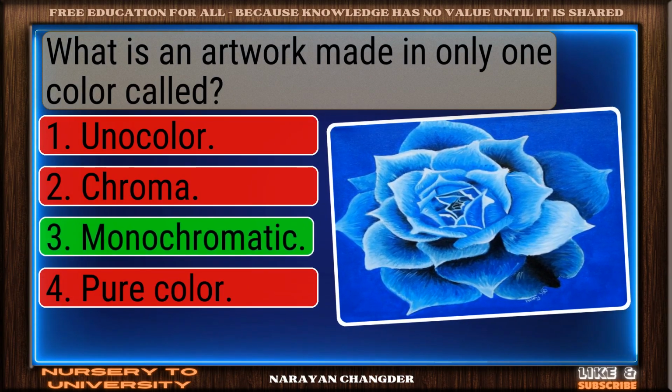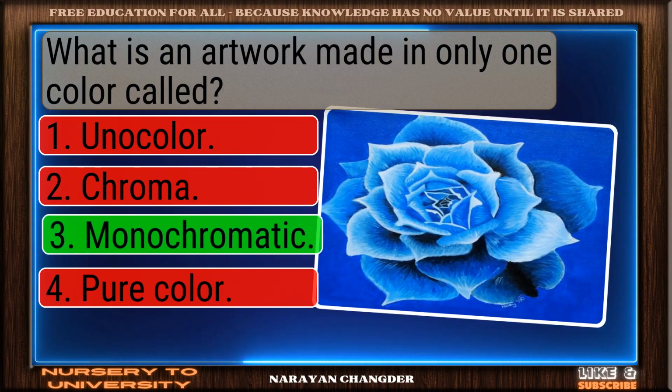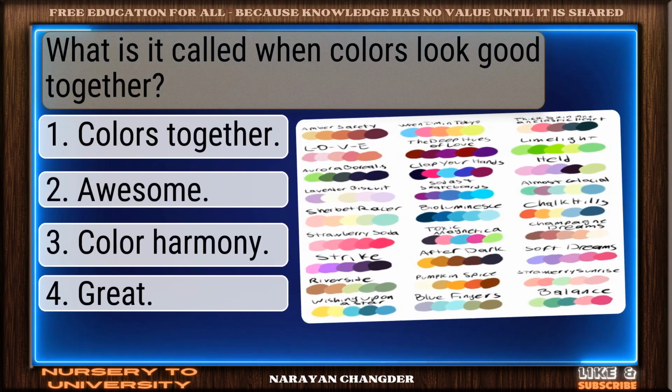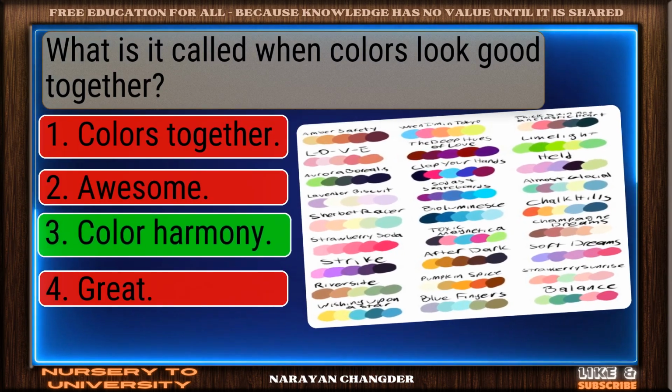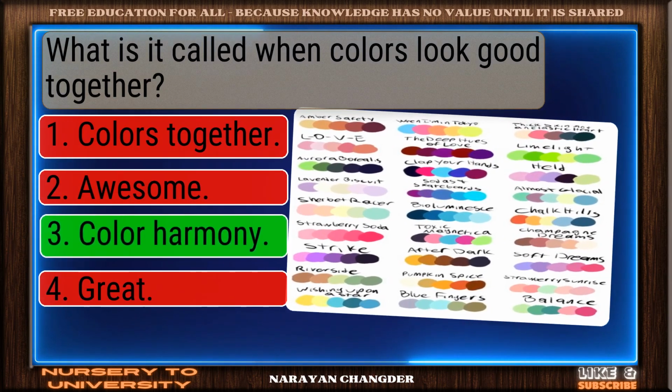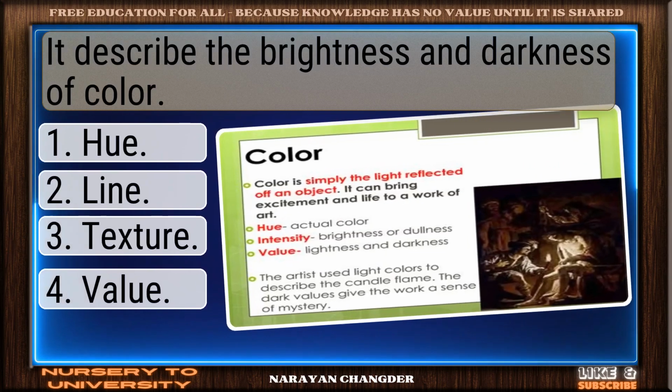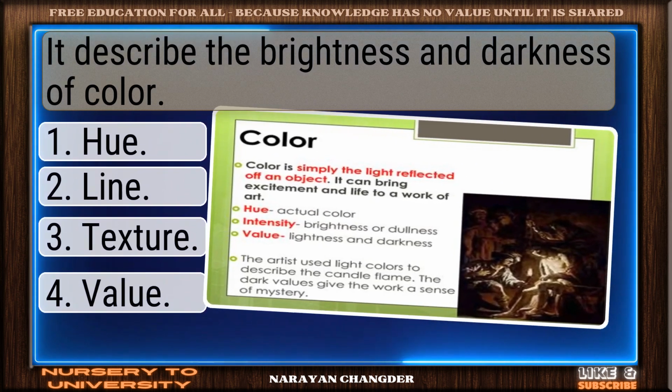Valid point. Monochromatic is true. What is it called when colors look good together? Right choice. Color harmony is the best answer. It describes the brightness and darkness of color.